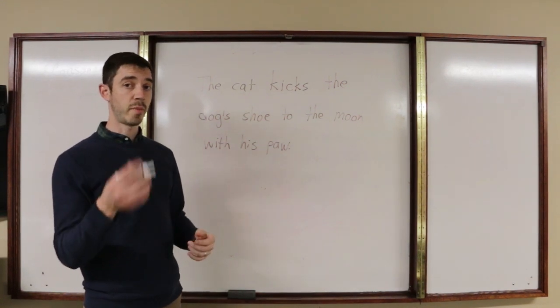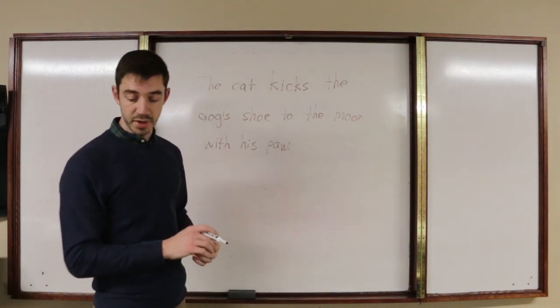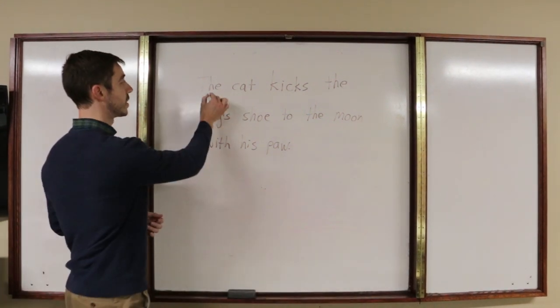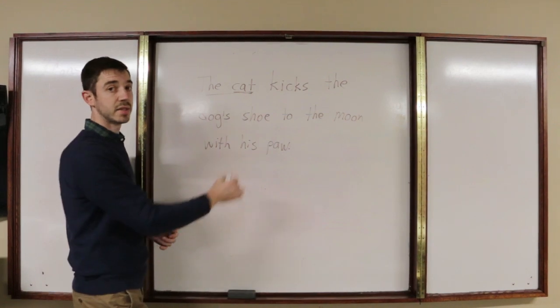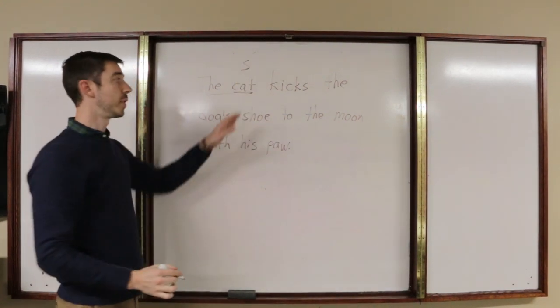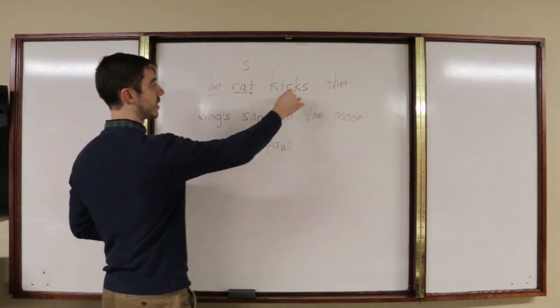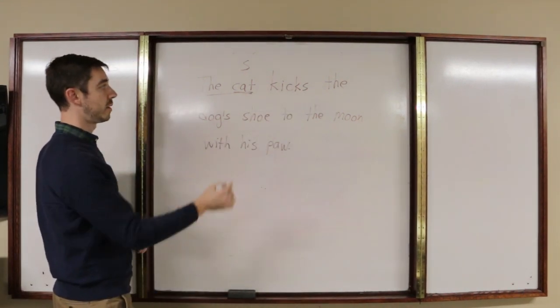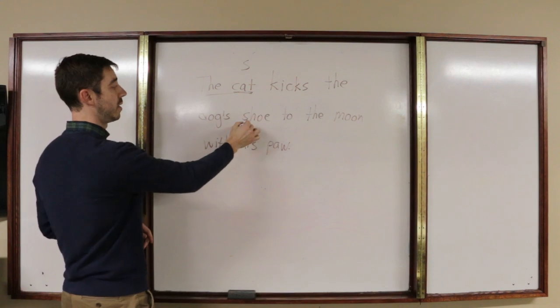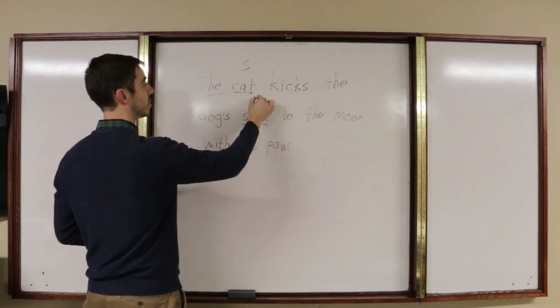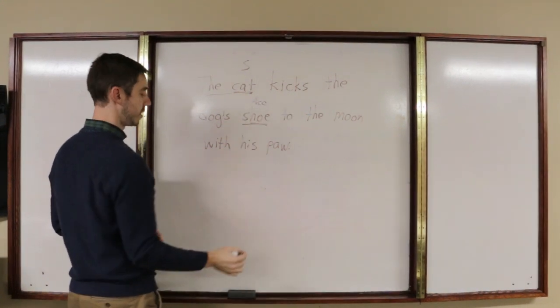Hopefully you can remember this, and then you can use this to remember the different jobs that a noun does. So let's talk about the different jobs. The cat, that's the subject, right? So we would put that in the nominative case. The cat kicks, that's a verb, so we're not going to worry about that. The cat kicks what? The shoe. Okay, that's the direct object. So that would go in the accusative case.